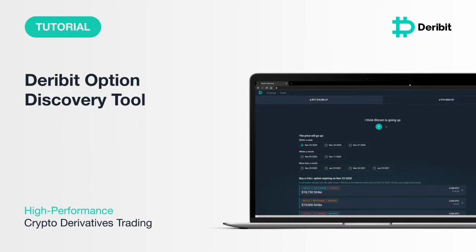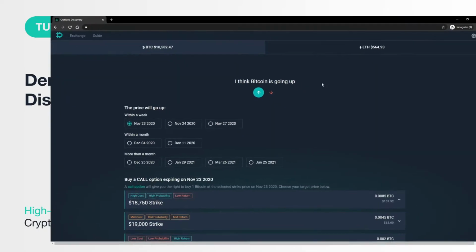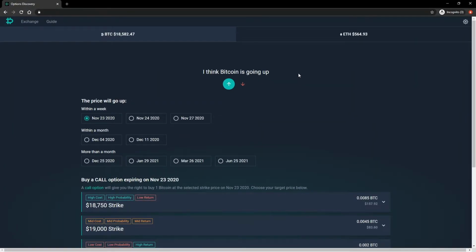Welcome to this introduction to the Deribit Option Discovery Tool. This tool allows you to select a currency, which direction you think the price of that currency will move, and what time frame you expect it to move within. It will then recommend 3 different options that will allow you to express your prediction as a trade.